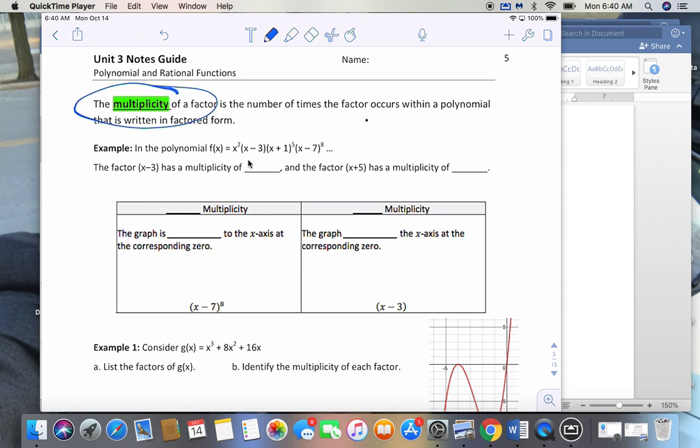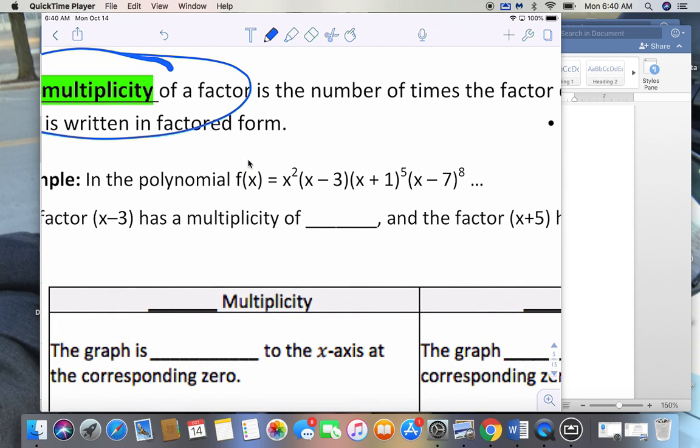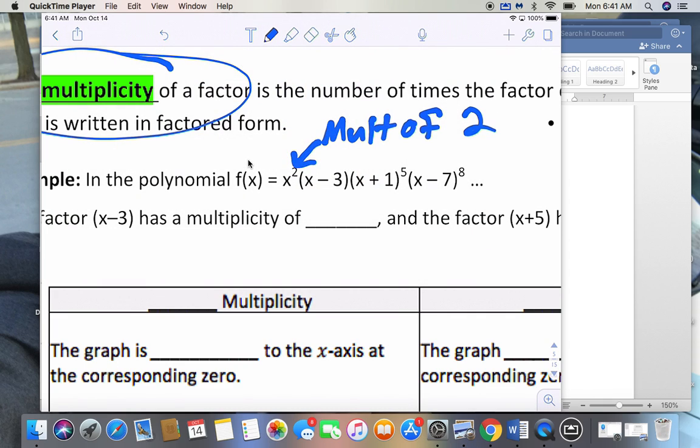So I'm going to show you some multiplicity things. If I zoom in right on the sheet, that means x is a factor and it has a multiplicity of 2. It's basically the same thing as the degree of the factor. The degree of the factor is also known as the multiplicity of the factor. The degree 5 and degree 8 are easy to notice for those factors. And a factor is whatever is being multiplied to something else.